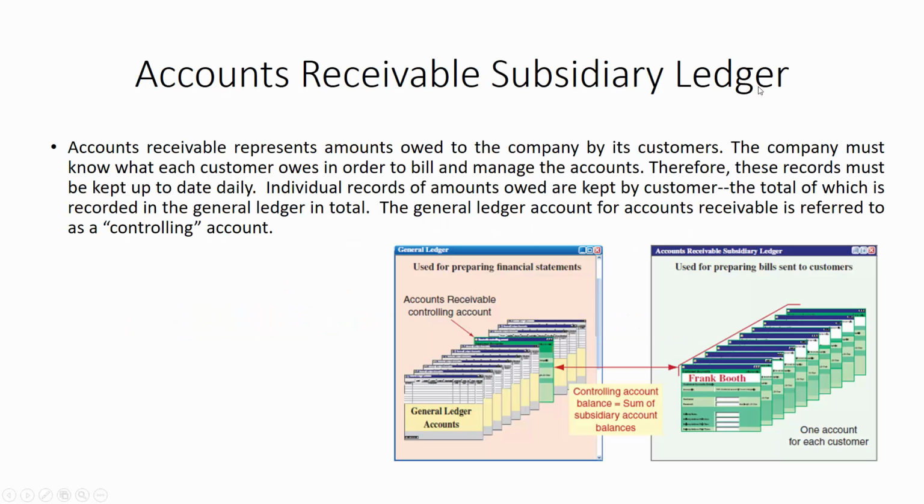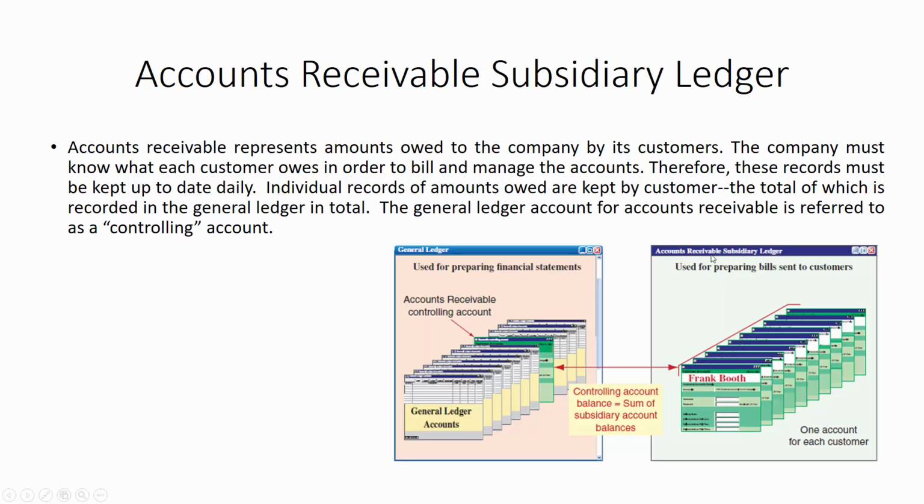The accounts receivable subsidiary ledger. Accounts receivable represents amounts owed to the company by its customers. The company must know what each customer owes in order to bill and manage the accounts. Therefore, these records must be kept up to date daily. The individual records of amounts owed are kept by customer, the total of which is recorded in the general ledger in total. The general ledger account for accounts receivable is referred to as its controlling account.